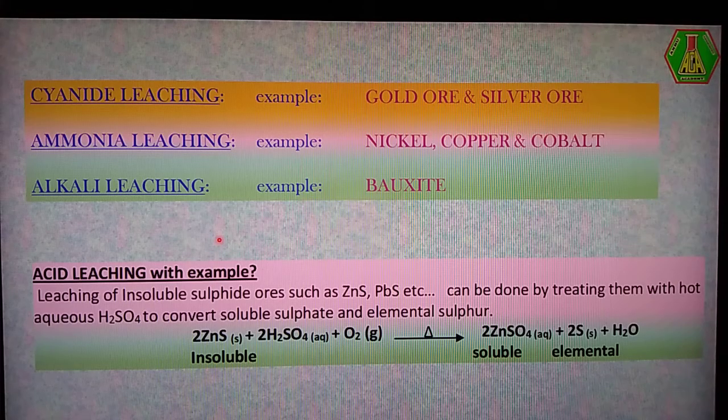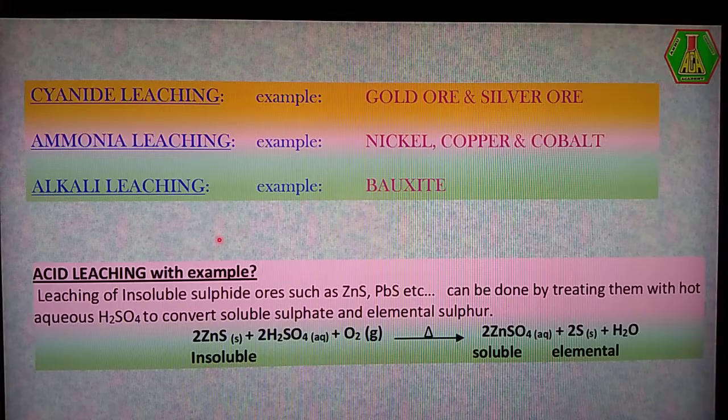Here the first topic is cyanide leaching. The cyanide leaching process may be applicable if we have gold ore or silver ore. And the ammonia leaching process is applicable for nickel ore, copper and cobalt ores. And also alkali leaching. This process may be applicable if we have aluminium ore, bauxite.